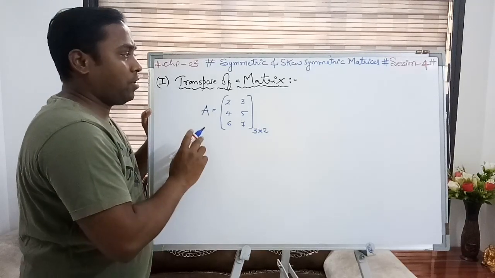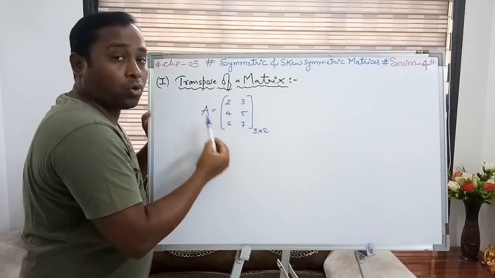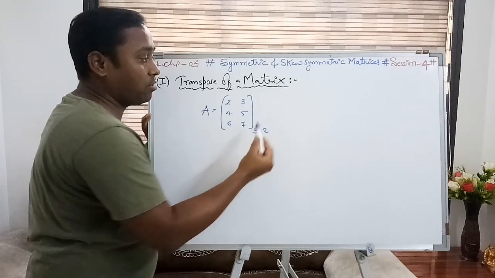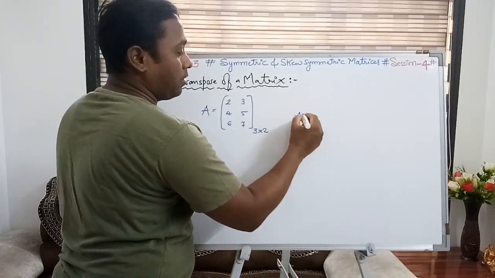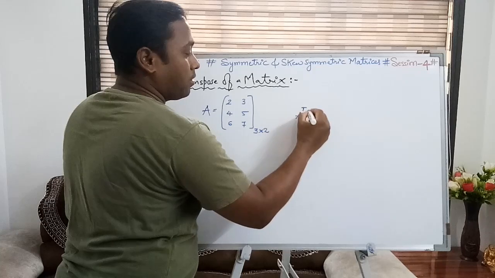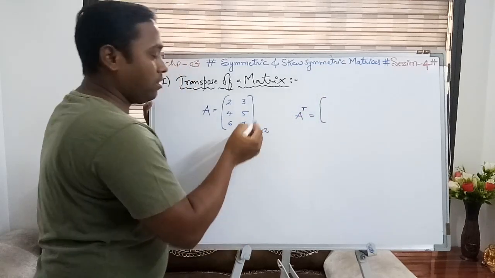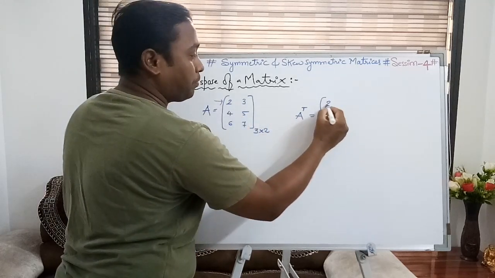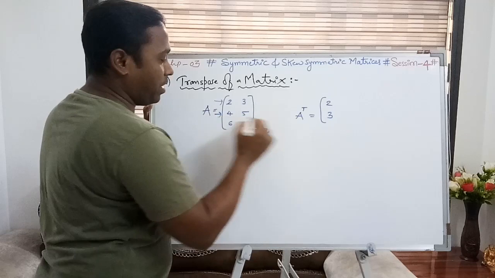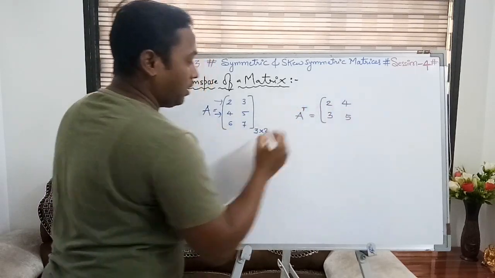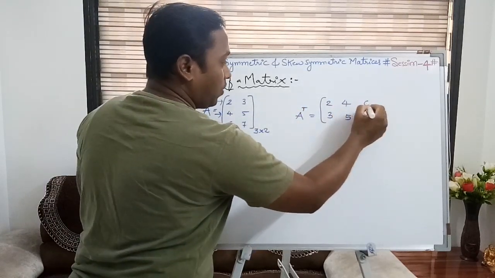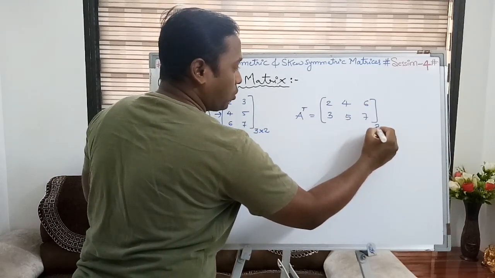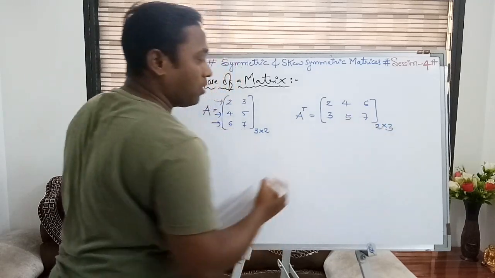If the rows and columns of a given matrix are interchanged, then ultimately row 1 becomes column 1, row 2 becomes column 2, row 3 becomes column 3. After interchanging you may observe that the order also reverses: 2 rows and 3 columns.